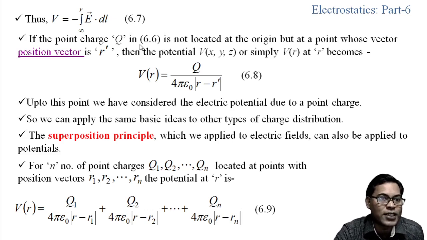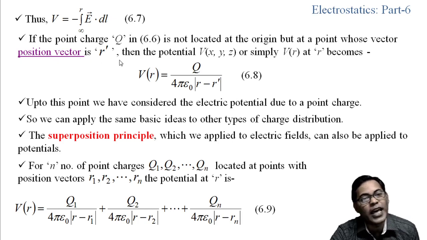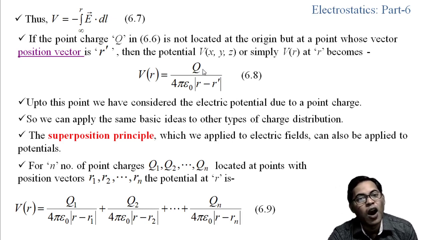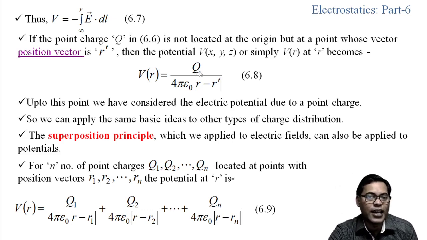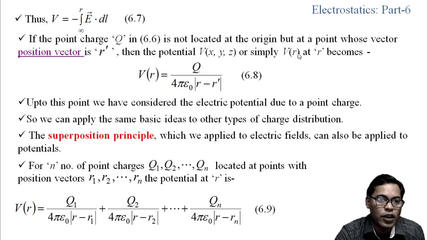is not located at the origin, but at a point whose position vector is r prime. Then what will be the expression of the potential? We are going to see that. Here, see the potential at some distance r, where we want to find out the potential V. So V will be a function of r. That expression is given by 6.8. How we are getting that, we are going to see by the diagram.